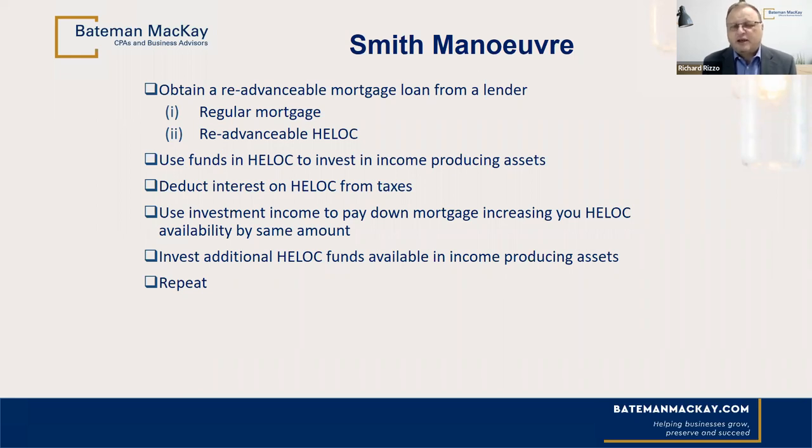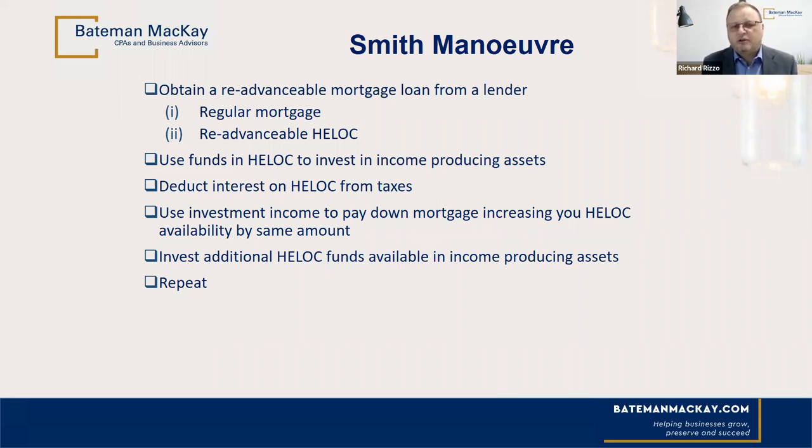And what this is, it has two parts to it, where you'd have a regular mortgage and then a readvanceable home equity line of credit with it. I know Scotiabank has what they call the STEP program, which is one of these readvanceable mortgages, and pretty much all the banks have this. So what you would do here is you'd have the mortgage on the home, and you use the funds in the line of credit to invest in income producing assets. So the interest portion on the amount used in the investment is deductible. The amount used for the home mortgage is non-deductible.